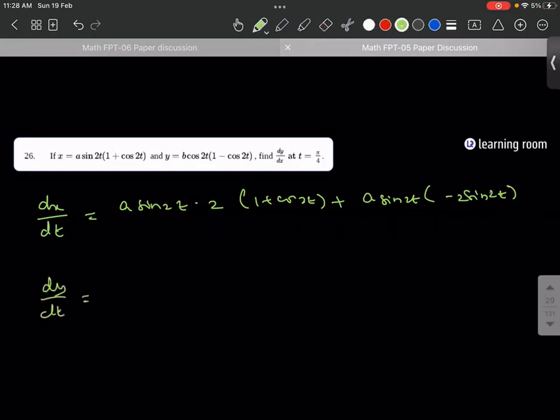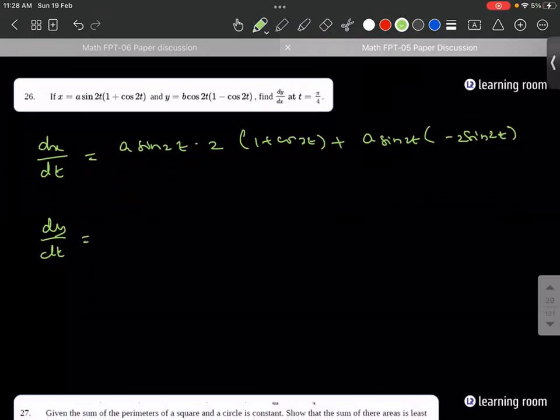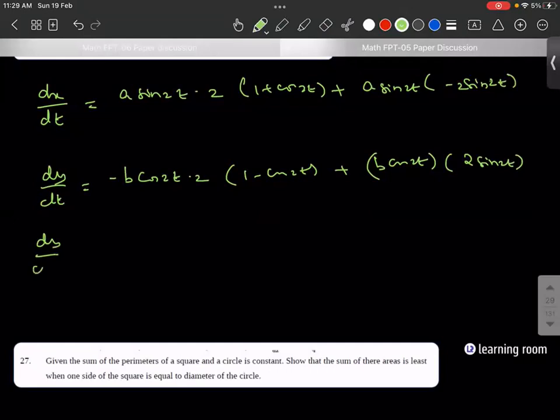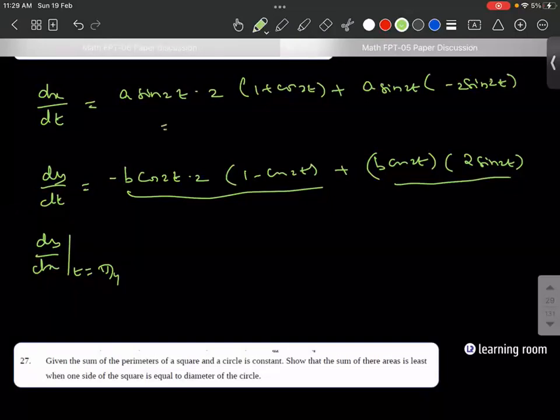Similarly, dy by dt is how much? Minus b cos 2t into 2 into 1 minus cos 2t plus b cos 2t into 1 into 2 sine 2t. So what is dy by dx at t is equal to pi by 4? So basically you can substitute pi by 4 here itself and find out what is the answer. It is basically like a limit. So when I substitute pi by 4 here, what will be the answer?